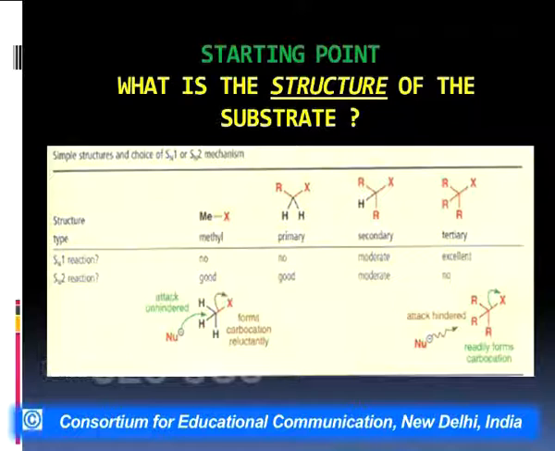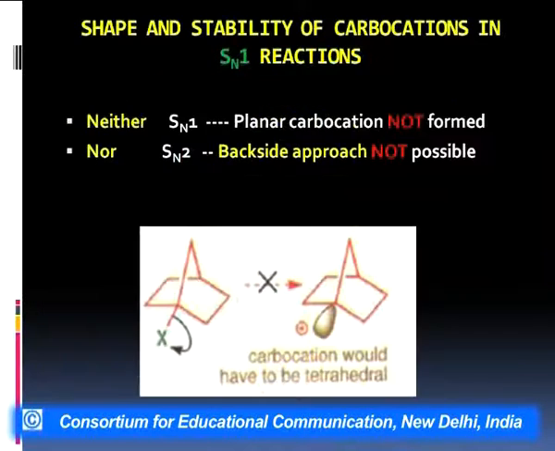Whereas if we look into a primary alkyl halide, here both the nucleophile and the substrate take part in the reaction, so steric hindrance should not be there or it should be negligible. So either a methyl halide or a primary halide will undergo this reaction. Secondly, in this case, the carbocation formed will also not be stable.